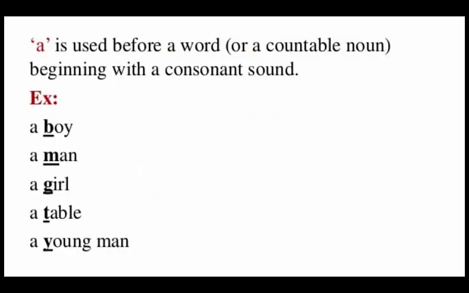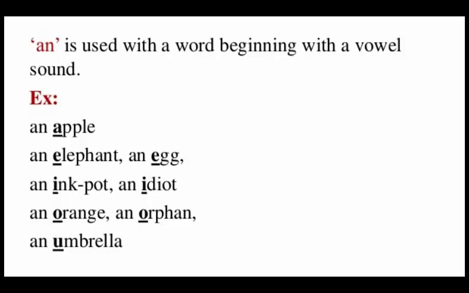A is used before a word or a countable noun beginning with a consonant sound. Keep in mind, when we read the rules of the article a, we said it always comes before a consonant sound, along with a countable noun. For example, a boy, a man, a girl, a table, a young man. Right? And an is used with a word beginning with a vowel sound: an apple, an elephant, an egg, an inkpot, an idiot, an orange, an orphan, an umbrella, right?